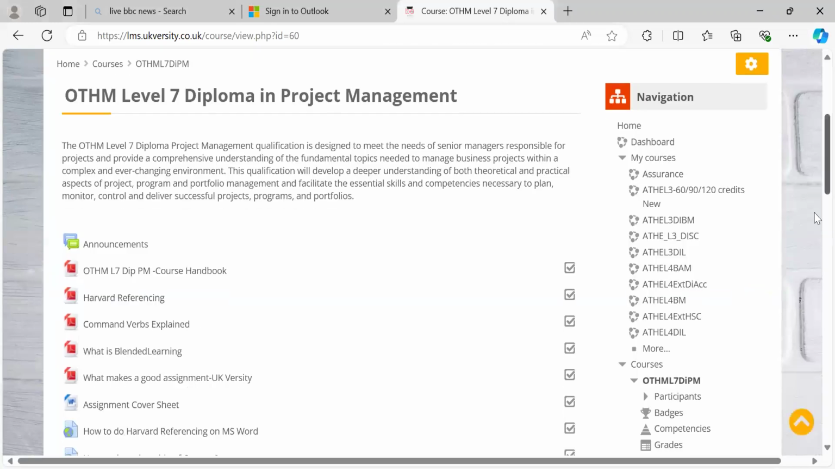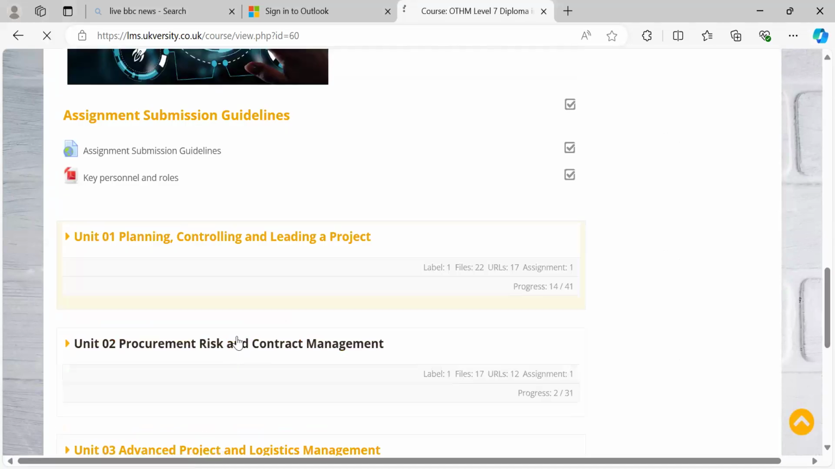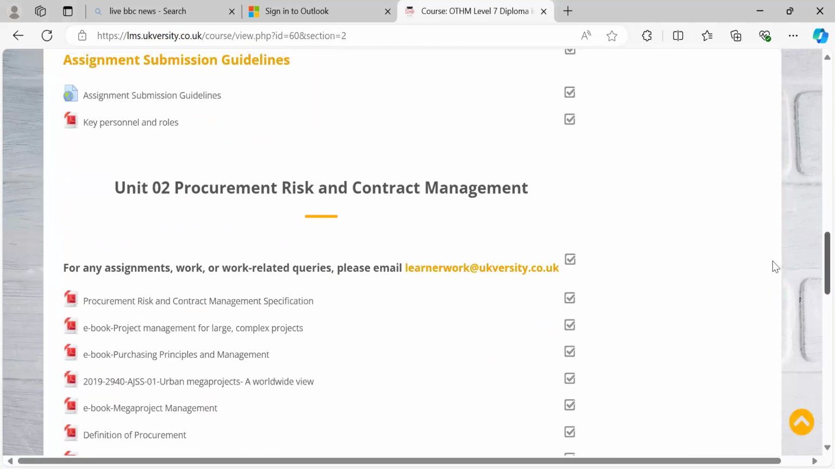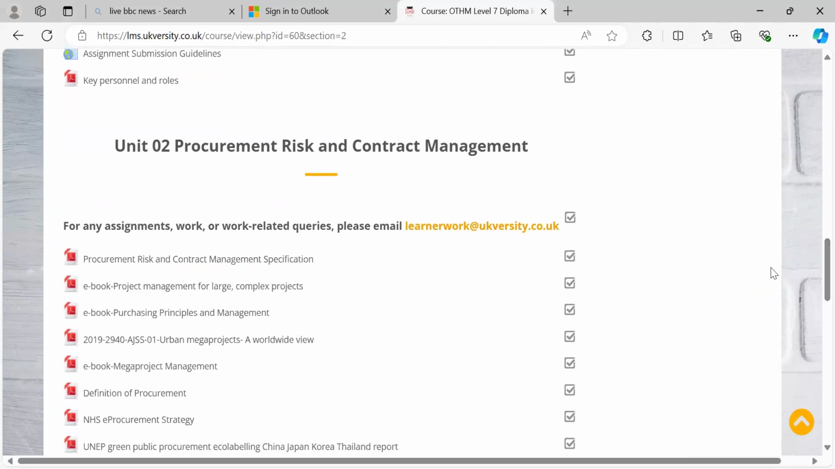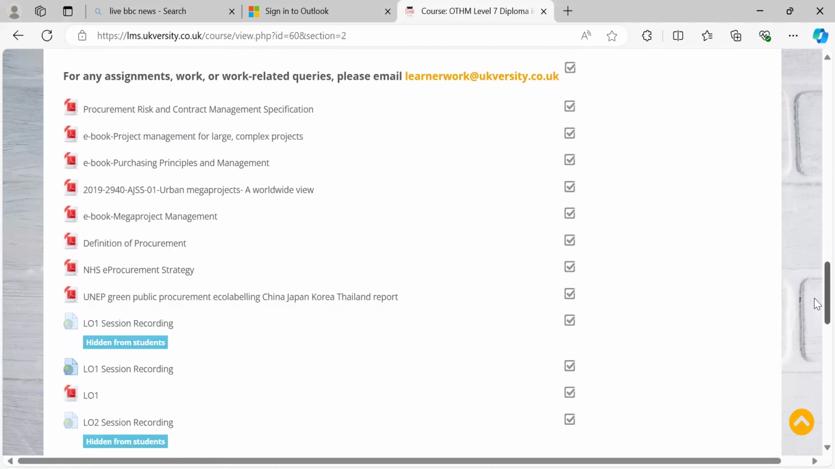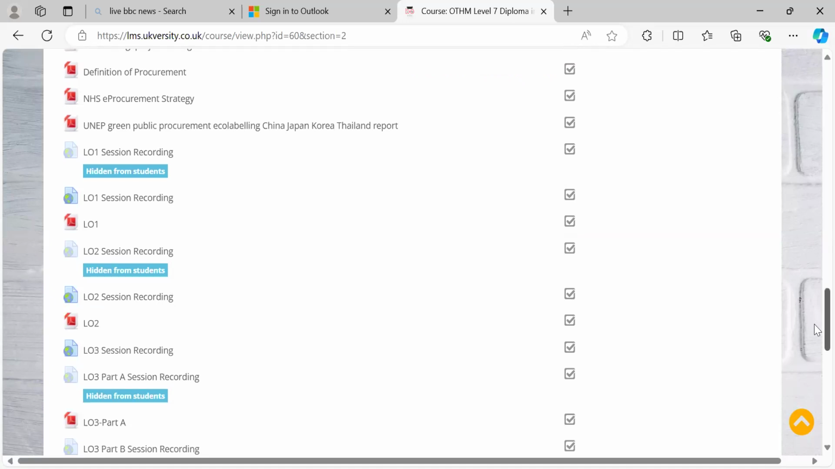Please log in on Moodle, where we've been given a unit, Unit 2, Procurement, Risk and Contract Management, as we discussed in the previous lesson. We had a discussion about the unit specification during the last lesson. We have various books here on management, project and mega project management, NHS e-procurement strategy, and green public procurement. That's quite good, and we also have some journal articles that are good to look around.